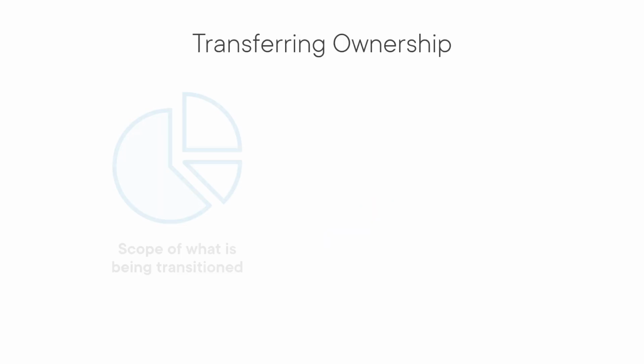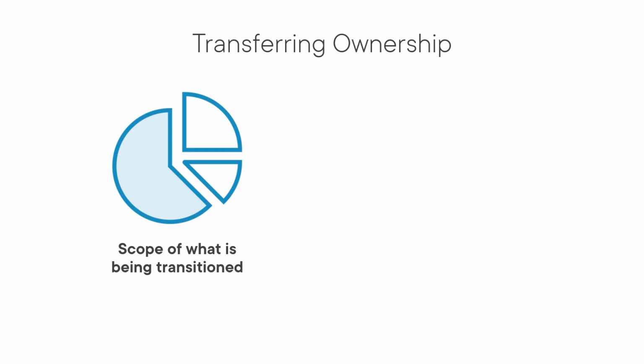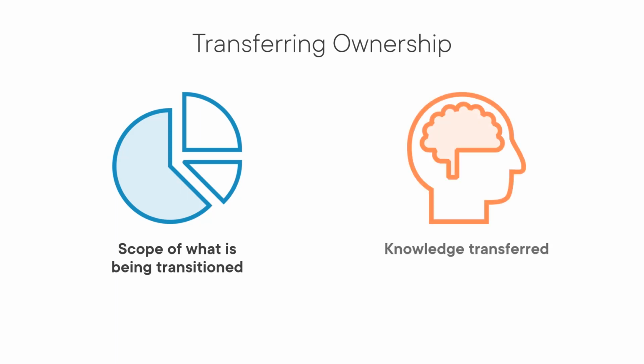Included in the document should be the scope of what is being transitioned. For example, if a new software application has 5 modules, but only the first 3 are live and in production, while the other 2 are still getting developed, only those first 3 should be transitioned, and that should be clear in the document. Knowledge transferred should also be included.